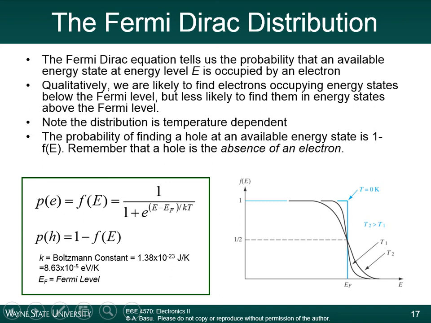k is the Boltzmann constant, 1.38 times 10 to the negative 23 joules per Kelvin if you're in MKS units. For the purposes of this class, you will be using this version a little bit more often: 8.63 times 10 to the negative 5 electron volts per Kelvin. Remember that 1 electron volt is 1.6 times 10 to the negative 19 joules. They're both units of energy. And the EF here is the Fermi level.